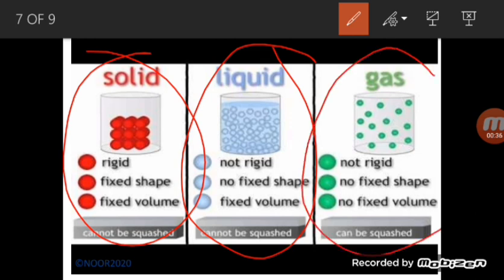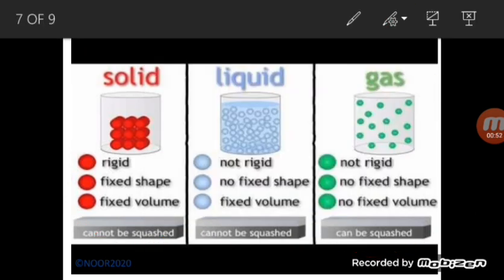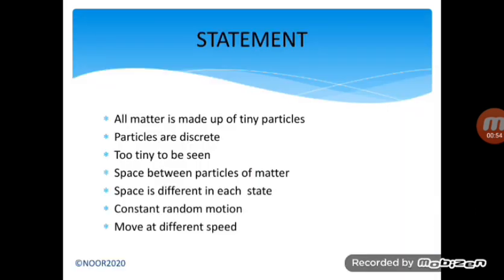And the third state of matter is gas. Gas is not rigid, it has no fixed shape and no fixed volume, its particles are away from each other, and it can be squashed and compressed. So these were three distinctive properties which were explained very simply. But then came a revolution and advancement in scientific studies, and there came kinetic particle theory.